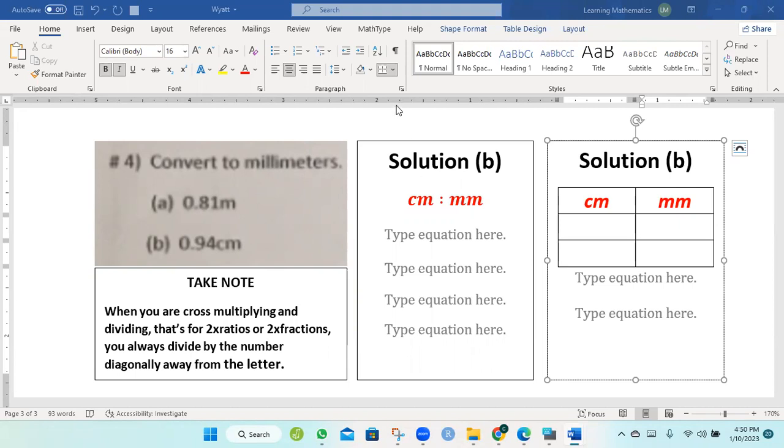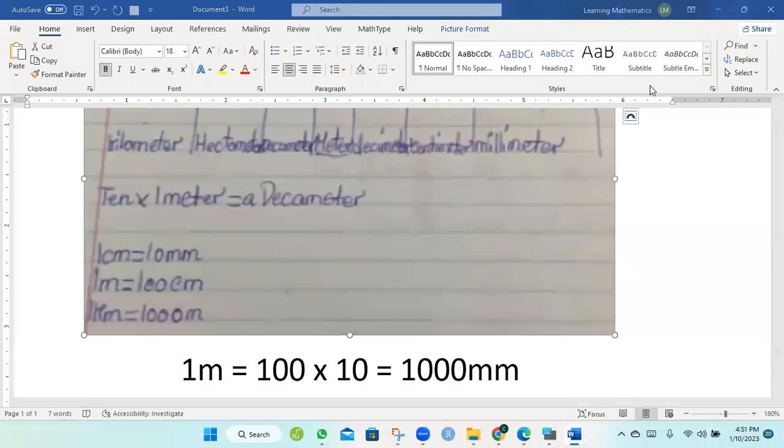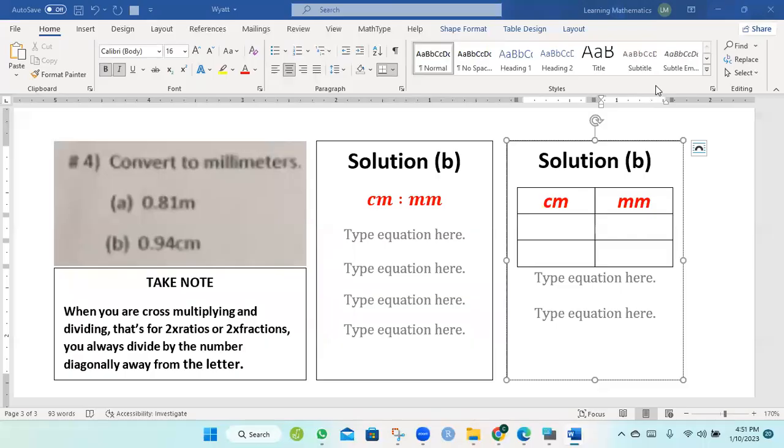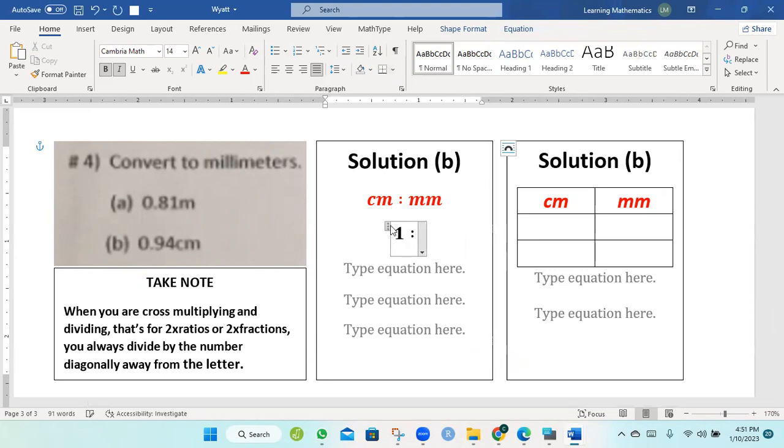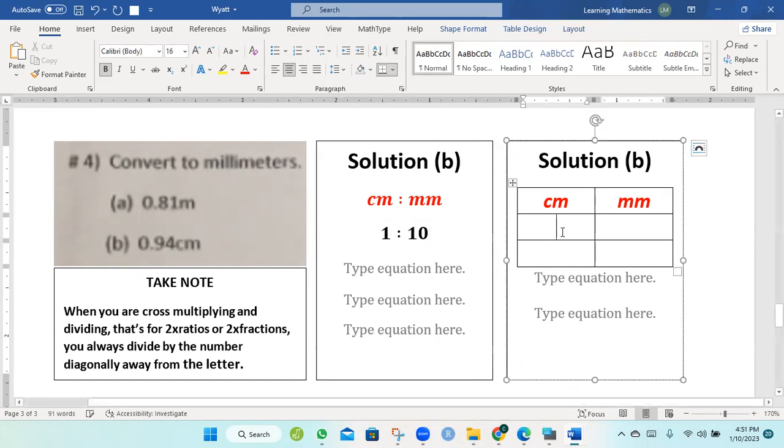Let's check our notes, or you might have it off your memory. According to our notes, 1 centimeter is 10 millimeters. So we have a 1 and a 10 involved in our second ratio. On the centimeters, we're going to put the number 1, and on the millimeters, we're going to put 10. That's ratio. If you want to do that in fraction form, on the centimeters we put 1, on the millimeters we put 10.